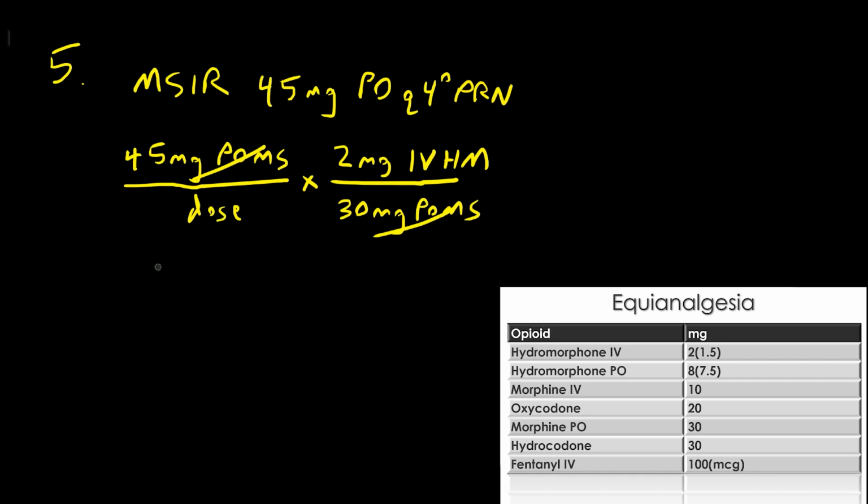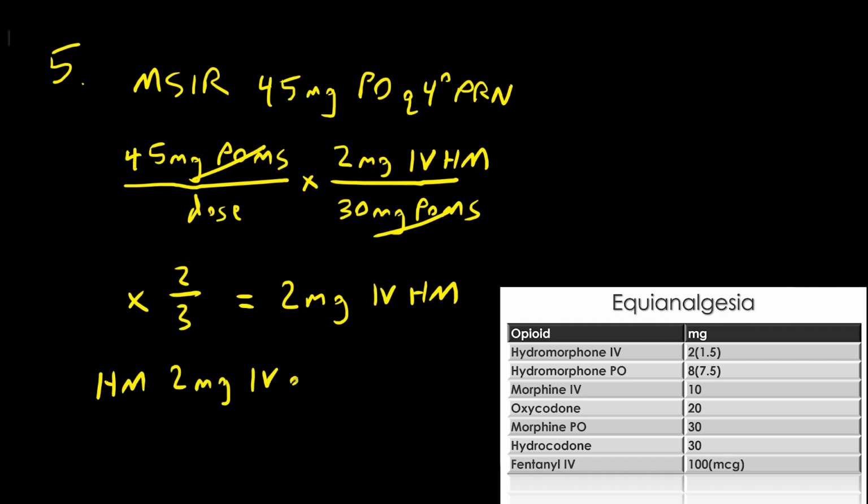Now, we want to decrease this by 1/3, so we're going to multiply this by 2/3, and we're going to get 2 milligrams of IV hydromorphone. While hospitalized, the dose is going to be hydromorphone, 2 milligrams IV every 4 hours as needed.